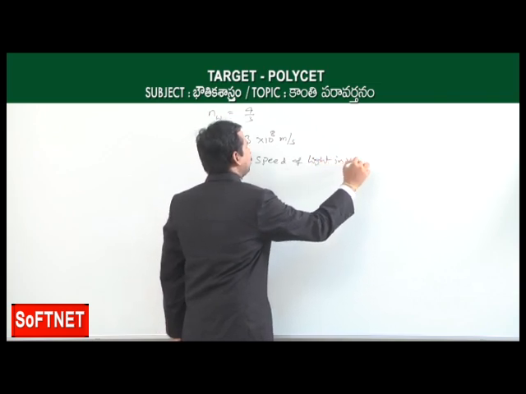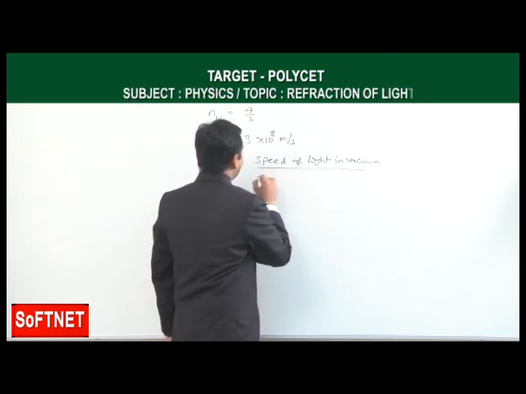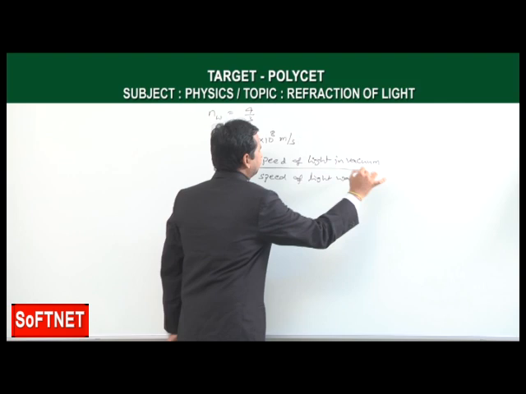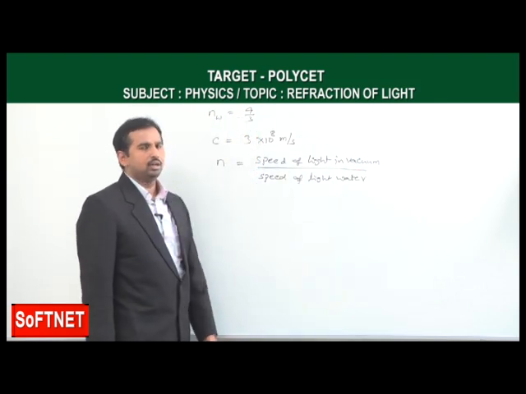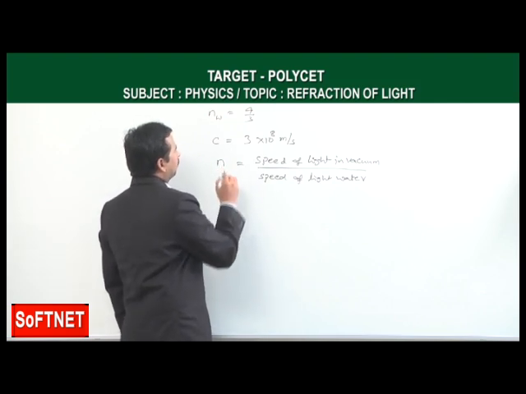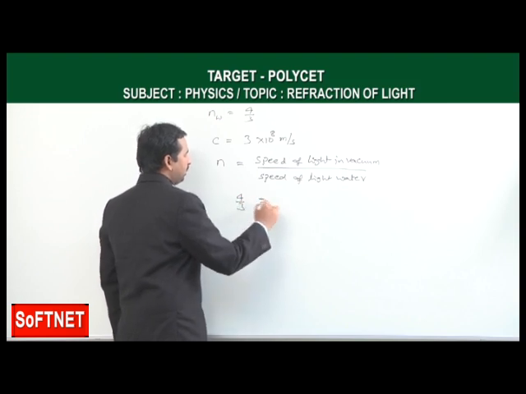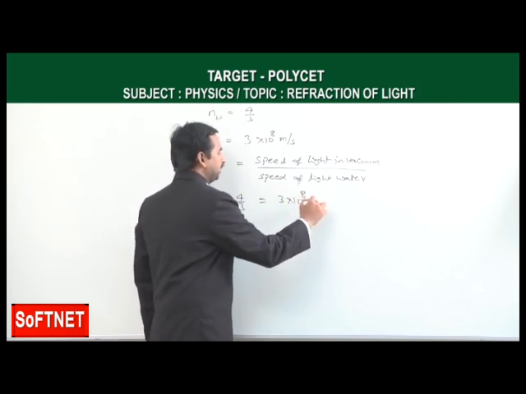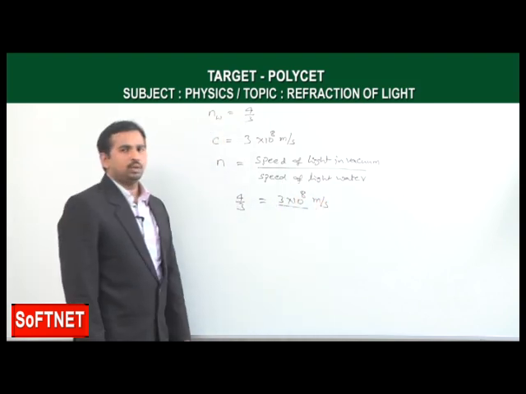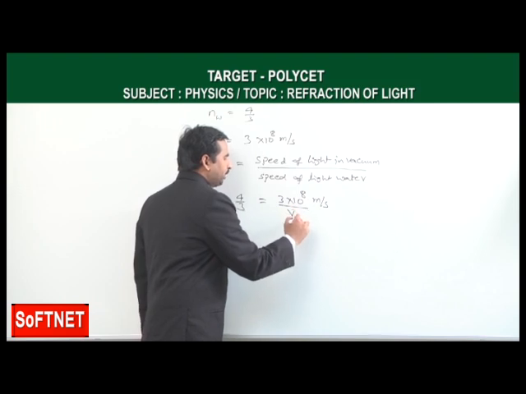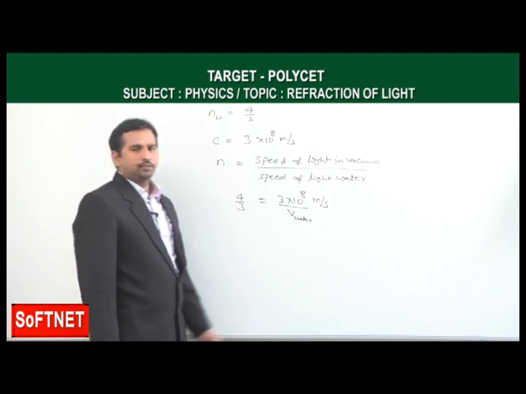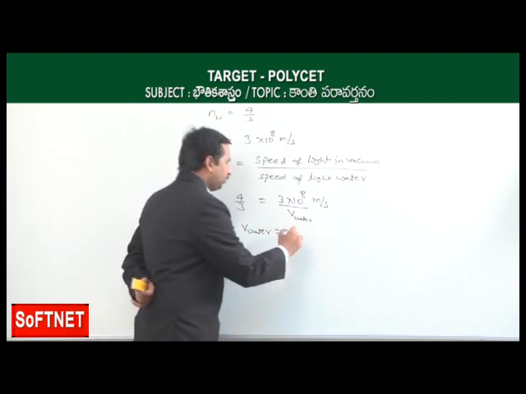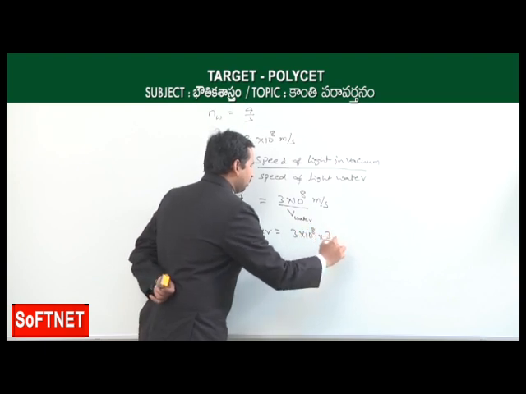the speed of light in vacuum by the speed of light in the given medium. As our given medium is water, we are taking the speed of light in vacuum to the speed of light in water. Then n, which we already know is 4 by 3, is equal to the speed of light in vacuum, 3 into 10 power 8 meter per second, by the speed of light in water, which we don't know and have to find. Then if we cross multiply, the velocity of light in water is equal to 3 into 10 power 8 into 3 by 4.